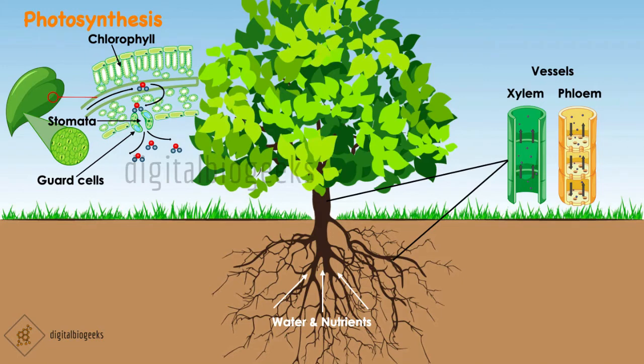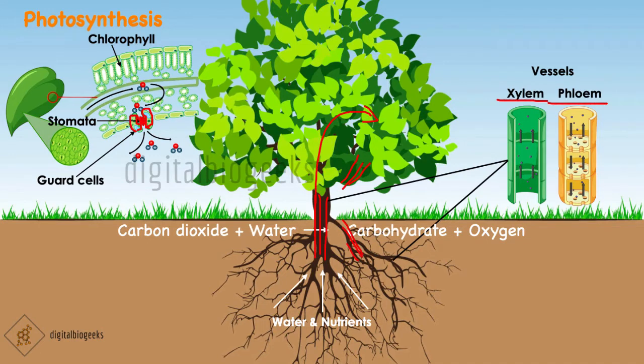We can express the process like this. Carbon dioxide plus water will give carbohydrate plus oxygen. So that means oxygen is released during this process, which is essential for the survival of all organisms. This oxygen is released into the atmosphere through the stomata, and through the stomata carbon dioxide reaches into the leaves.